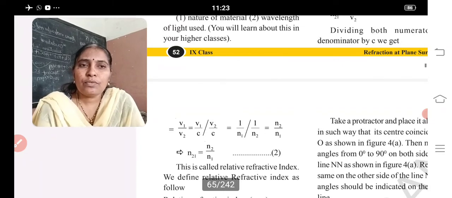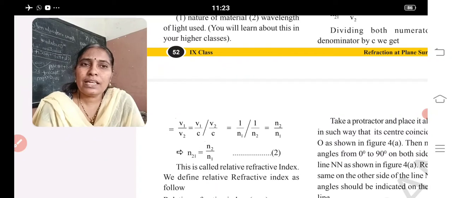That is v1 by v2 equals (c by n1) by (c by n2), that equals n2 by n1.